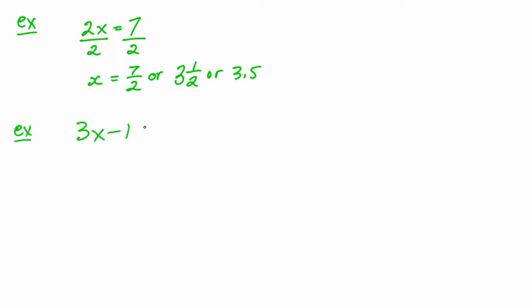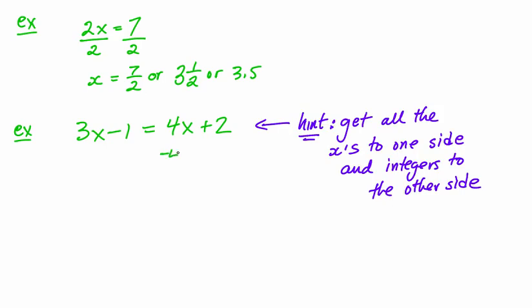What if you have 3x take away 1 is equal to 4x plus 2? Well, it does get a little trickier because I need to get all the x's on one side and get all the numbers onto the other side, and then do the division or multiplication last. So I'll do that by subtracting 4x from both sides. And so I get negative x minus 1 is equal to just positive 2. And if I add 1 to both sides, I get negative x is equal to 3.